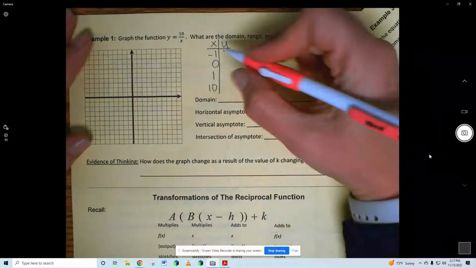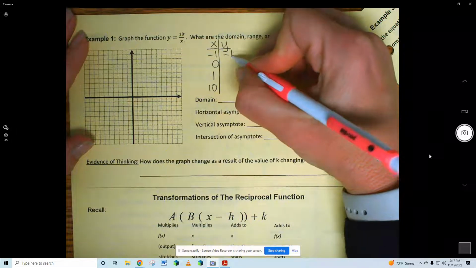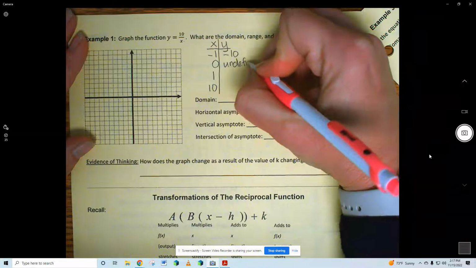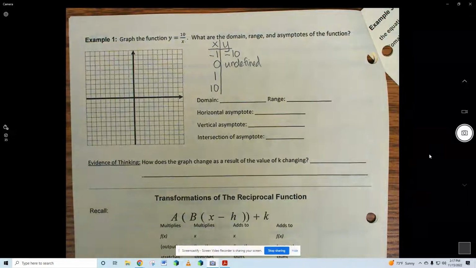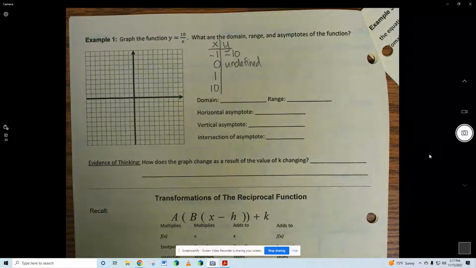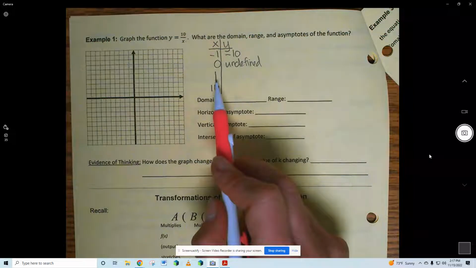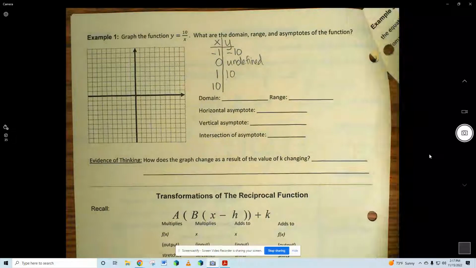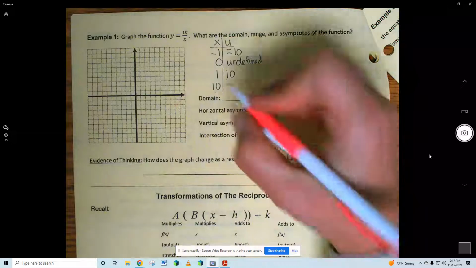Negative 1. 10 divided by negative 1 is negative 10. 0 is undefined. You can't graph it at 0. This is the first time I bet in a table of values that you've seen, I'm putting in a number that you actually can't graph. Okay? If x is 1, 10 over 1 is 10. If x is 10, 10 over 10 is 1.